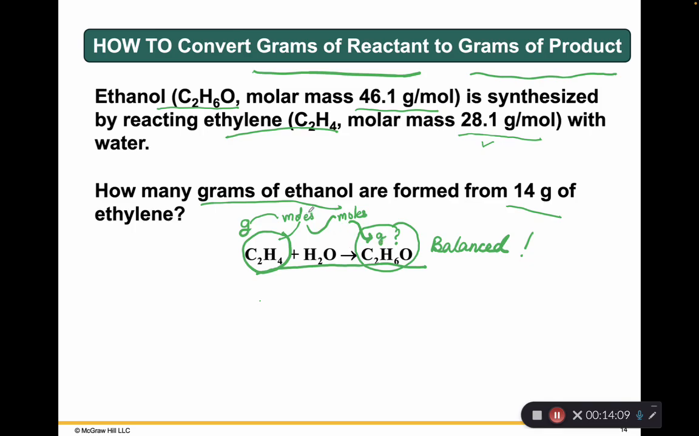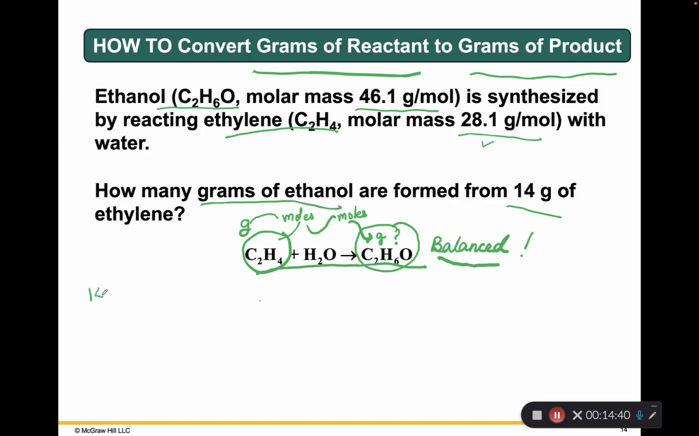Remember, whenever you have to go from moles of one thing to moles of another thing, you have to use the balanced equation ratio. Whenever you have to go from grams to moles or moles to grams, we have to use the molecular weight or molar mass. We did this exercise in an earlier video. Now, with that plan, let us start this question.